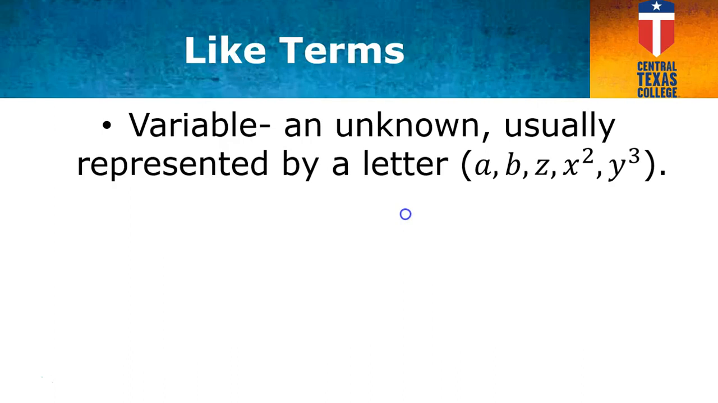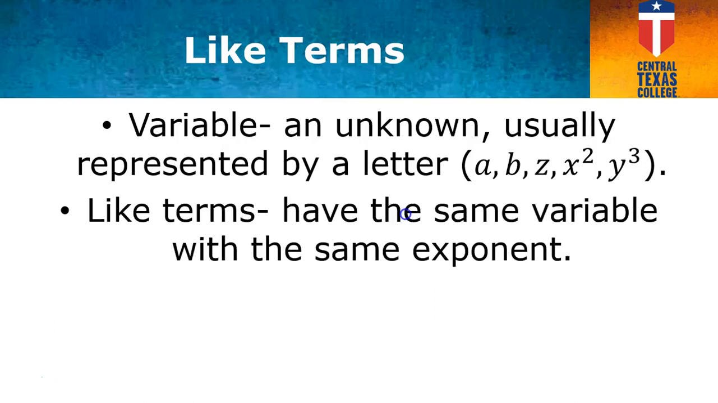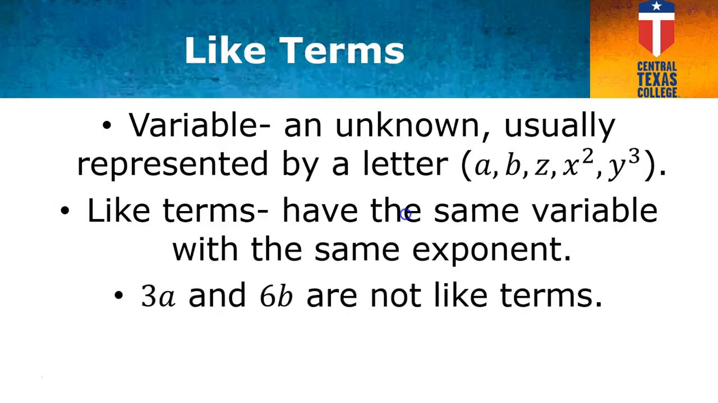So a variable is an unknown, usually represented by a letter, such as a, b, z, x squared, or y cubed, and the letter chosen for the unknown or the variable is a personal preference. So you can choose any letter that you would like. So like terms have the same variable with the same exponent.